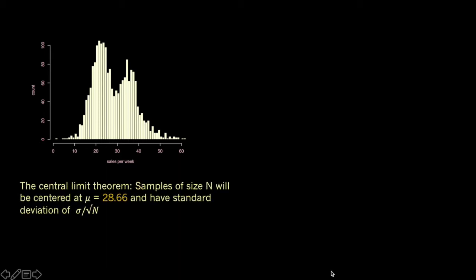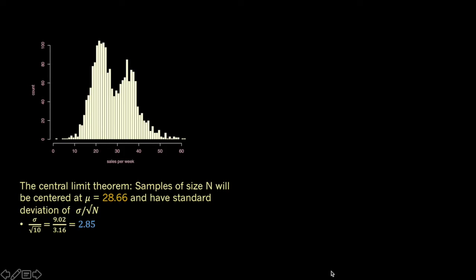So let's see how that can be applied to our inference problem. We have again the histogram of the sales in the population, that is to say, these are all the stores we have. The central limit theorem says that samples of size n will be centered at mu, that is to say, 28.66, and have a standard deviation of sigma over square root of n. Okay, I took the square root of sigma squared over n. What is that number? For a sample of 10, we can do the calculation and obtain 2.85. If the sample size increases, this number will become smaller.